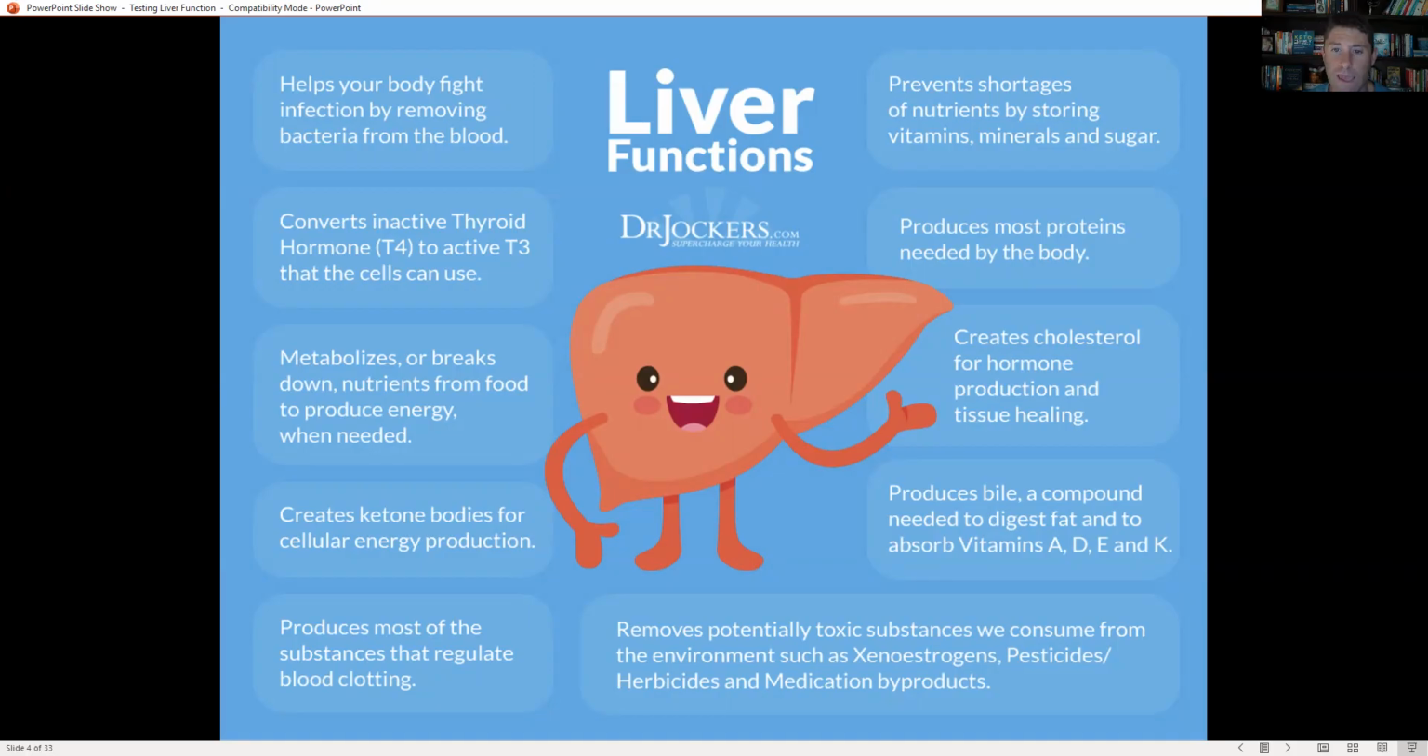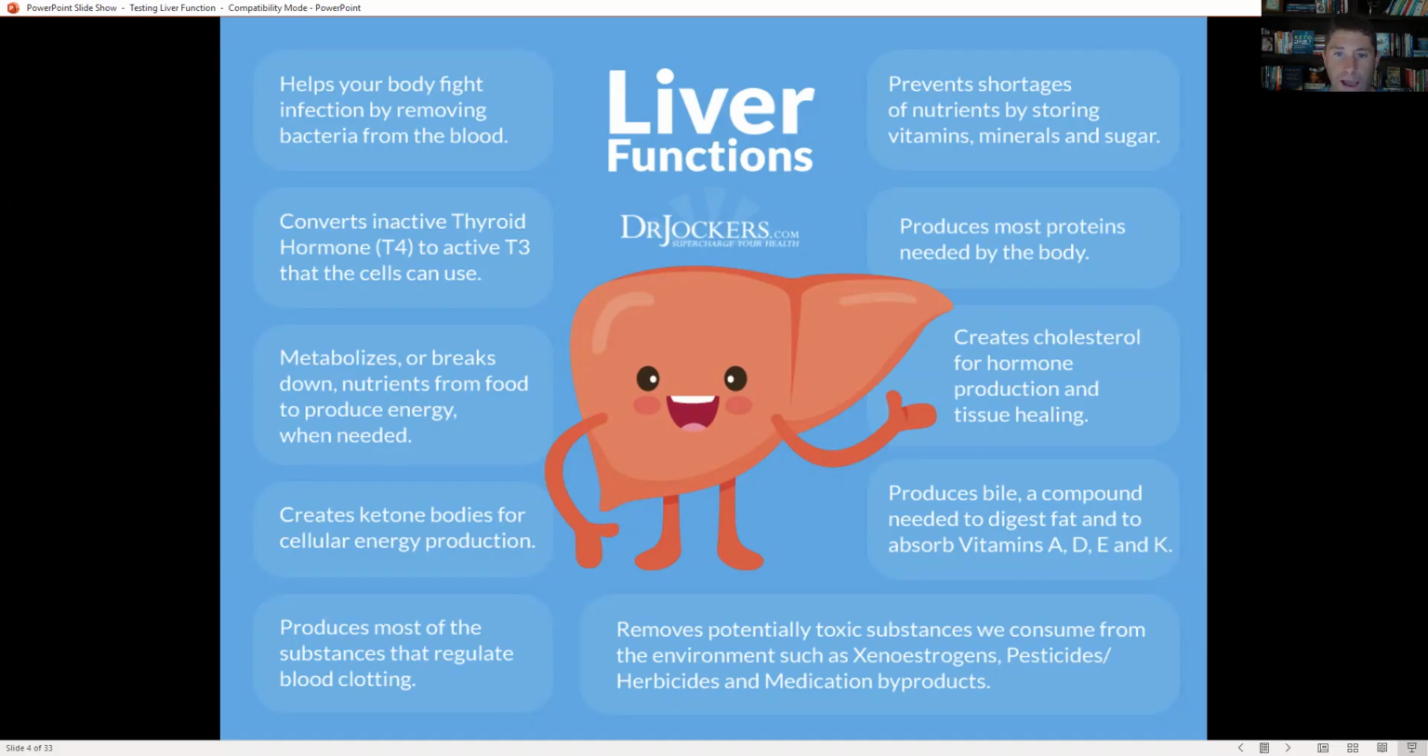So we can't get fatty acids across the blood-brain barrier into the brain to be used for energy. So the liver will actually convert them into a water-soluble molecule that's smaller, and those can pass through the blood-brain barrier and create energy for the brain. They're called ketones. So the liver is responsible for that.